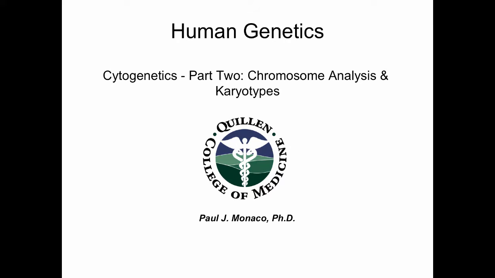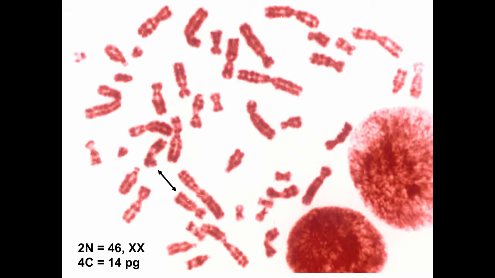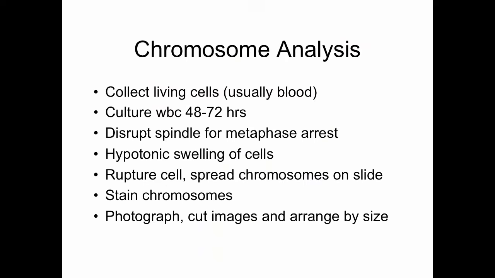Continuing in our Cytogenetics Part 2 series, here we're going to talk about chromosome analysis and karyotypes. This is an example of a chromosome spread from a human female, 2n = 46 XX, and the arrow points to the X chromosomes. The 4C DNA content here is 14 picograms. So this individual, we would say 2n = 46 XX because she's a female, and the DNA content 4C = 14 picograms of DNA. This is a chromosome spread at metaphase.